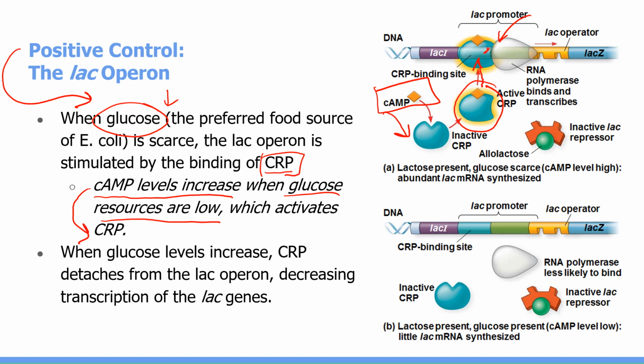Okay, so when glucose levels increase, CRP detaches from the lac operon, thus decreasing the transcription of the lac genes. Okay, but this is only true when there's the presence of lactose. And in this case, allolactose will be generated and binds to the repressor, thus again turning on the operator.